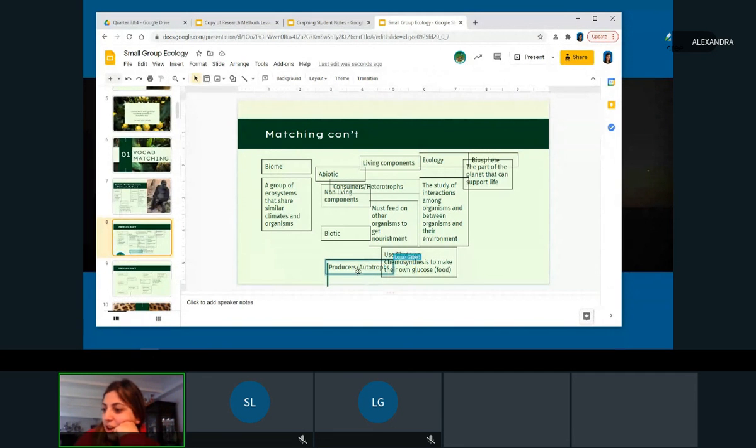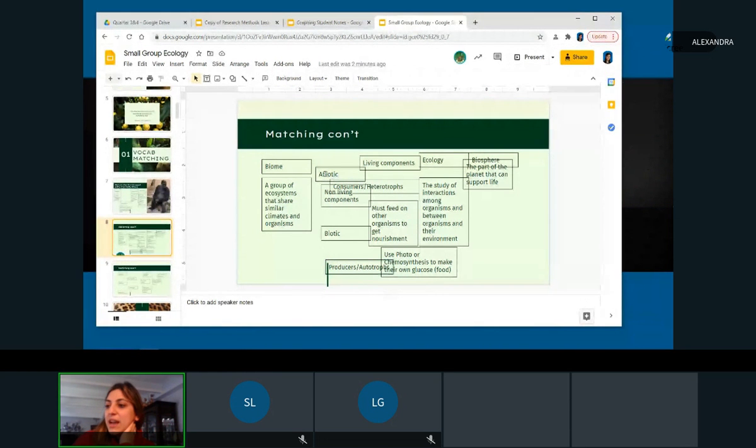Okay, so producers or autotrophs use photosynthesis or chemosynthesis to make their own glucose or their own food. Good. And then what goes with biotic? I think I'm getting confused with which definitions are going with consumer heterotrophs, abiotic versus biotic, and non-living components. What do we mean by that? Okay, good. Yes, Spencer. Consumers must feed. Exactly. So consumers and heterotrophs must feed on other organisms to get nourishment. Good.